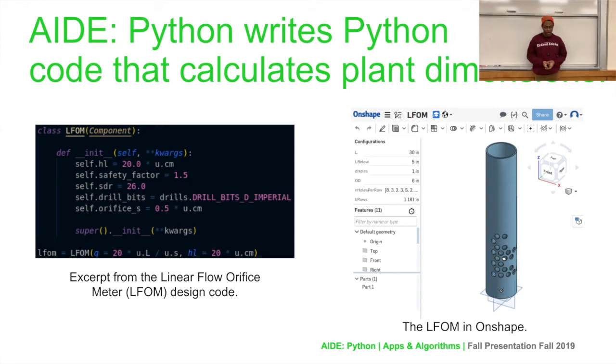plant. Now, as you can see, on the other side, there's the final product of our LFOM, the CADed full version of our LFOM. What this means is that we go through the whole tree that I talked about before, from AIDE Python to AIDE FutureScript to AIDE Onshape, getting out our fully CADed version.